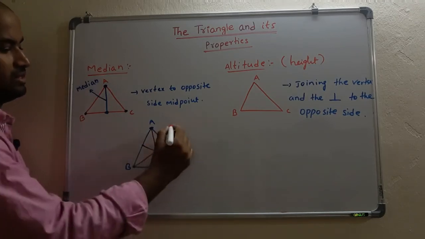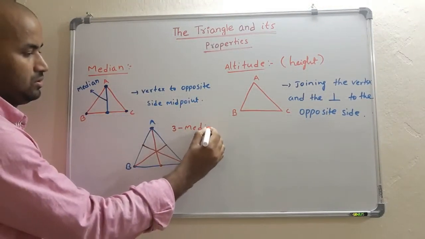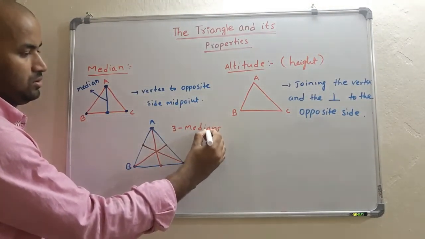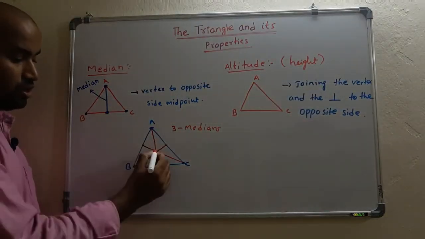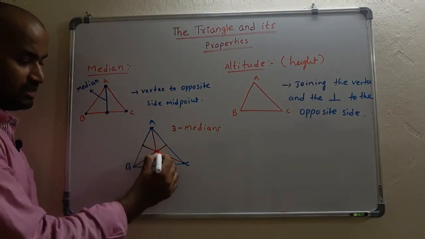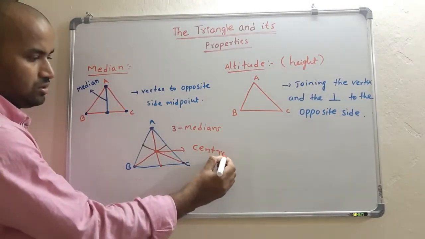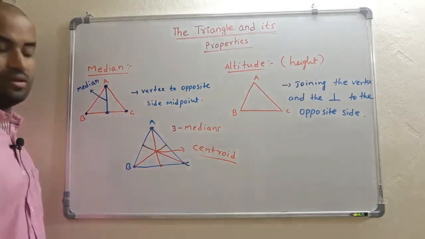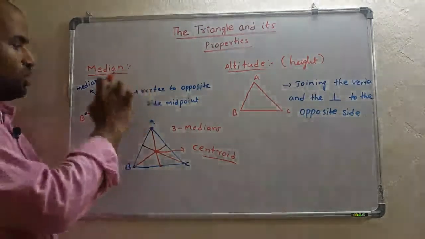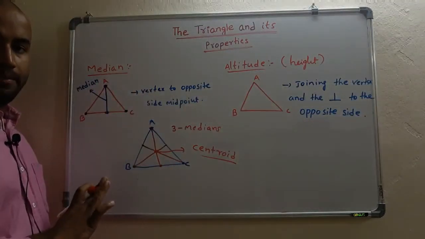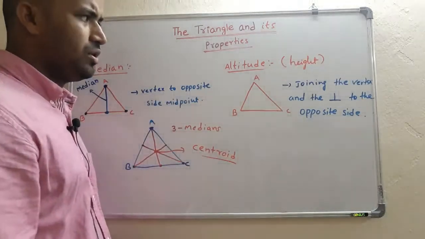How many medians? Three medians. A triangle has 3 medians. The intersection of medians is called the centroid. Vertex to the opposite side's midpoint is called the median. A triangle has 3 medians.